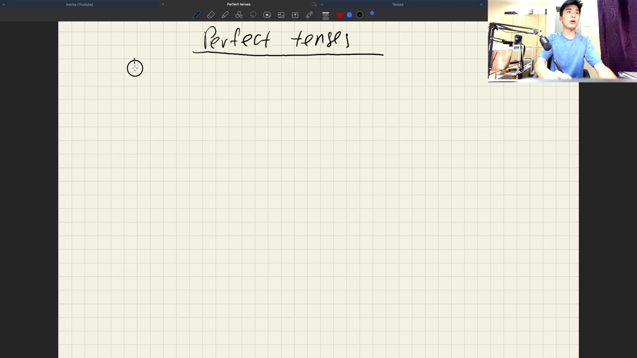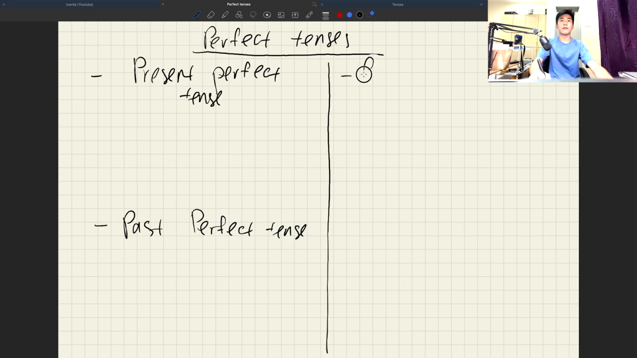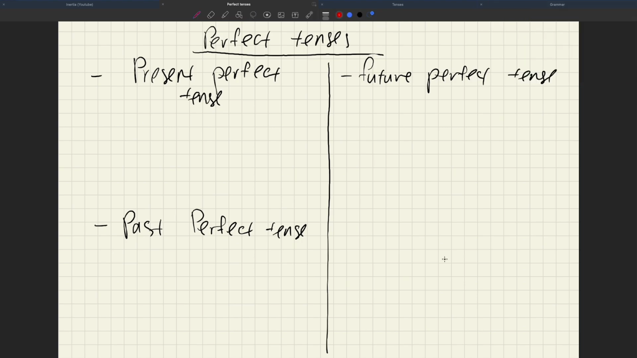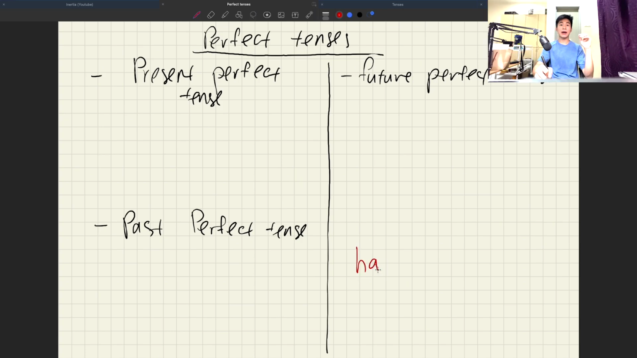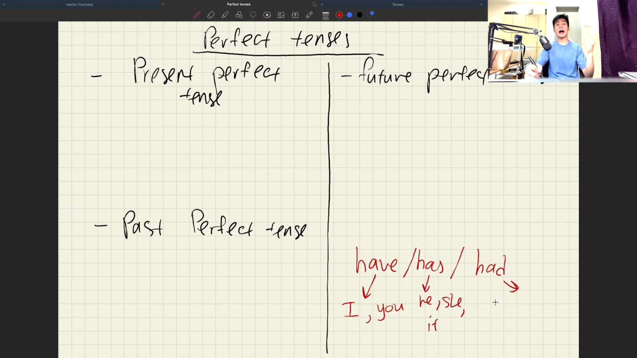Perfect tenses. We have present perfect tense, past perfect tense, and future perfect tense. Before we dive into these three perfect tenses, we have to know that each perfect tense needs have, has, had. Have is for I, you, and has is for he, she, and it, and had is for all. I had, you had, he had, she had. It's just the past tense of have.